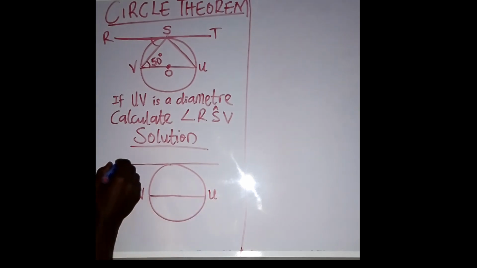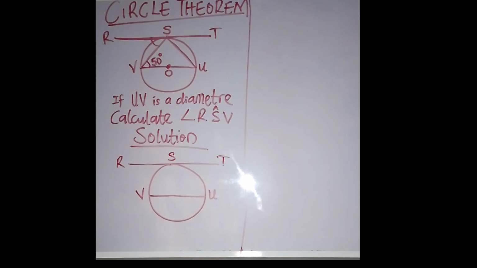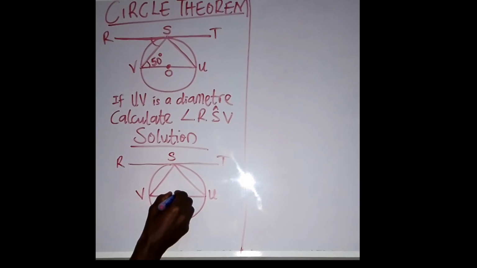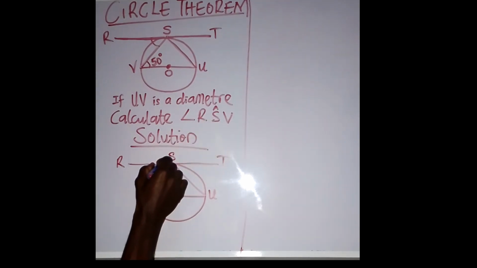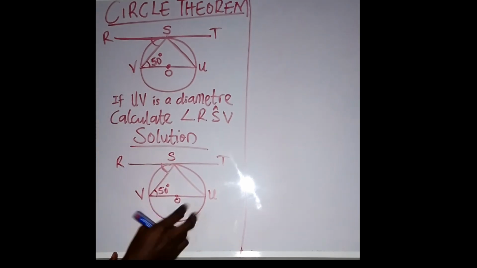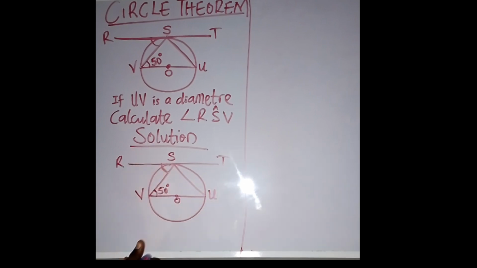Now remember we have RST as the tangent. Now we have a triangle in it. Now remember they say this side is the center, which they represented as O. And they gave us this part as 50 degrees. Now they say we should find RSV. That means we are looking for this particular angle. This is what we are looking for. That's what the question said. Now we're going to be applying two theorems, two laws, from this circle theorem.